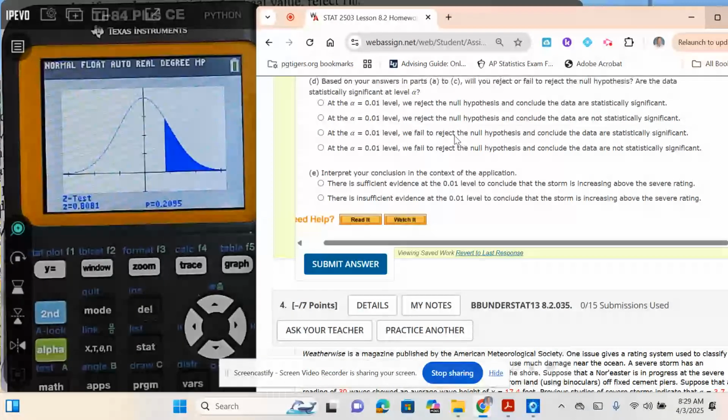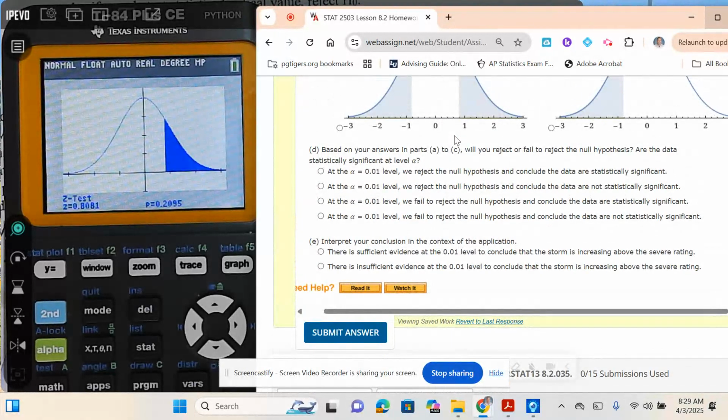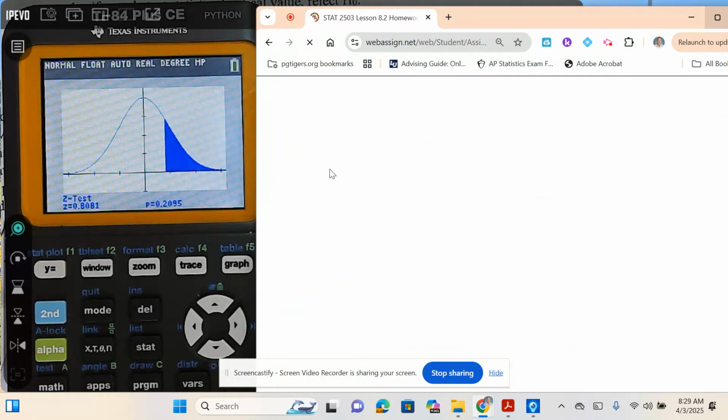And then let's evaluate our p-value and compare it to the alpha. Is my p-value less than alpha? No. When p is low, reject the H0. But p is not low here, so we fail to reject H0. And when you fail to reject H0, it's not significant. So basically, this is not guilty. So not significant and insufficient evidence. So we don't have evidence to say that the storm is increasing above the severe rating. So yeah, there's a gap in the average, but it's not a significant enough gap.